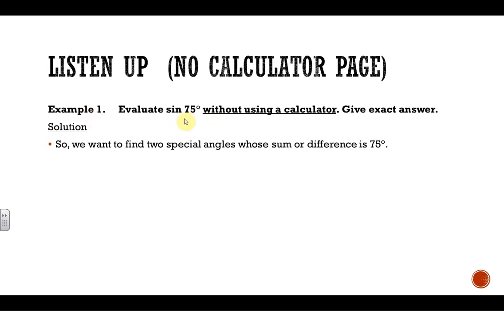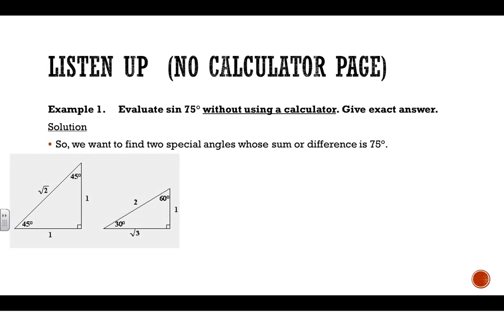Example 1: evaluate sine of 75 degrees without using a calculator. You might say, well, that's not one of the ones we know. That's why we need the sum and difference formulas. You're basically always thinking about 0, 30, 45, 60, and 90. You can use different ones, even bigger than 90 degrees. It's just easier if you use the acute angles, but whatever works.